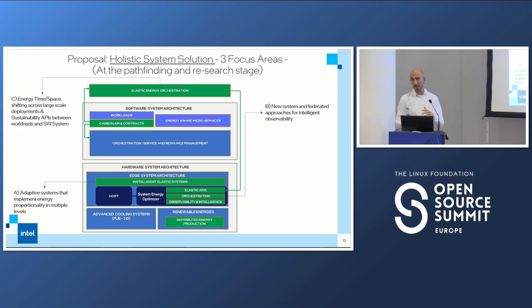And the last part is obviously the elastic orchestration policies. Typically you have, for example, Kubernetes managing one or multiple nodes within a cluster, but now when you go into scale-out systems with hundreds of thousands of nodes, how do you implement these elastic policies?